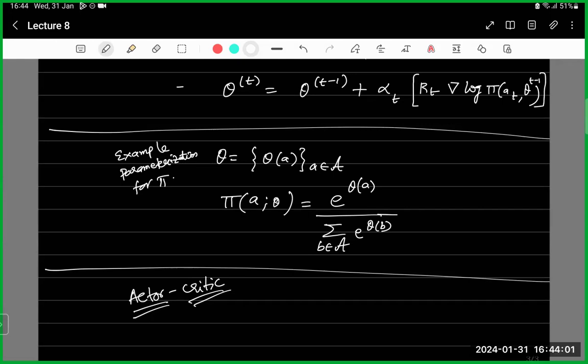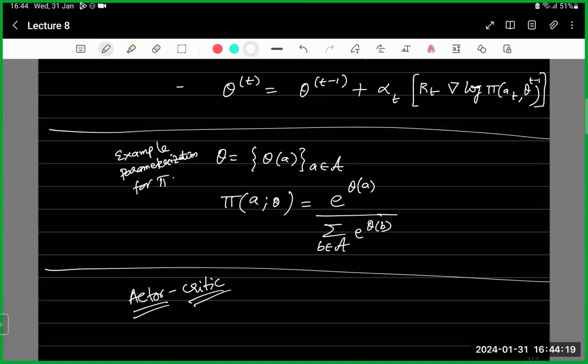Actor is like giving you what action you should take. So the policy network, the policy function, is called the actor. It's just terminology; you need not worry too much about it. Actor is like the policy network. Critic is like the value function.